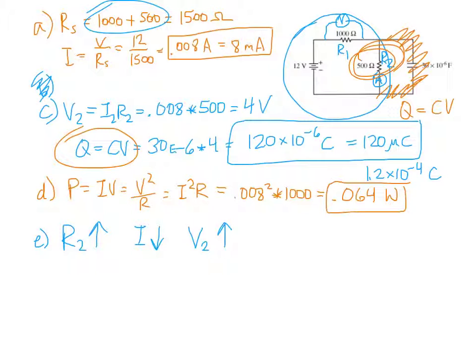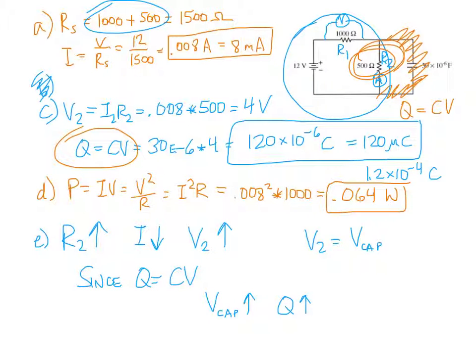So the V2 is going to go up, which means that the capacitor, since Q is equal to C times V, and since V2 is equal to the voltage on the capacitor, as the voltage on the capacitor is going up, so is the charge. So you can say that the charge stored on the capacitor is now larger.